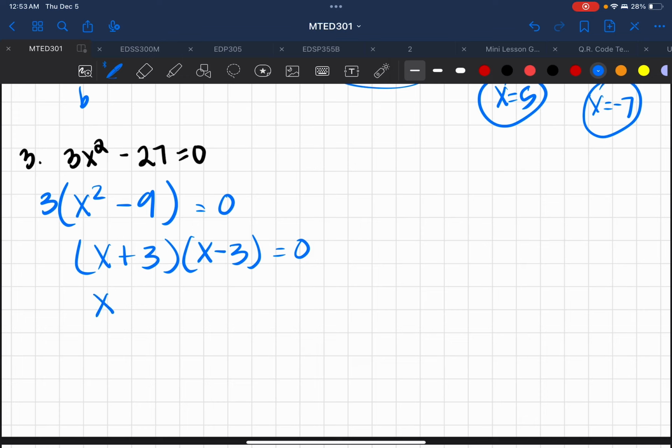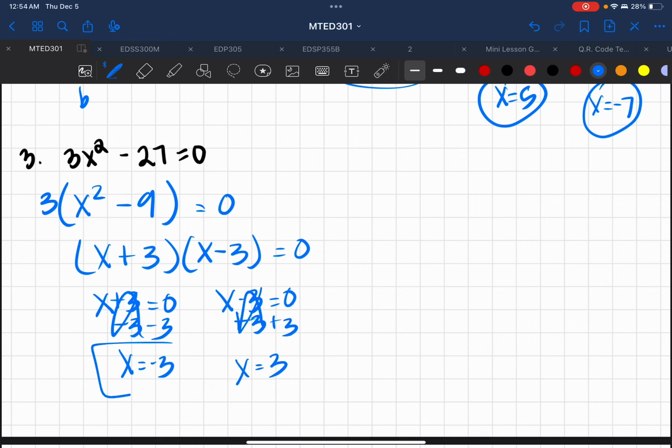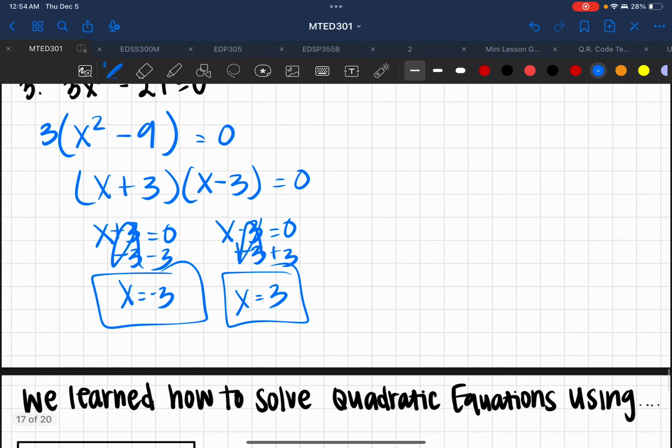When we solve this, x plus 3 equals 0, subtract 3 from both sides, we'll be left with x equals negative 3. x minus 3 equals 0, add 3 to both sides, we'll be left with x equals 3. And you were able to find your two solutions using GCF and the difference of squares.